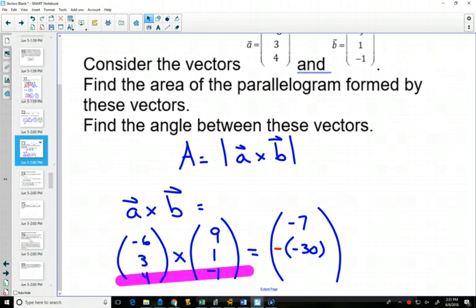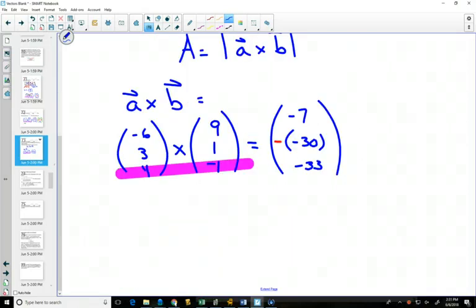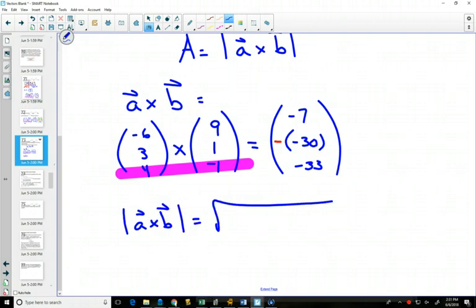And the third one, -6 minus 27 will be -33. Well, that is the cross product. To figure out the area of the parallelogram, we need to find the magnitude of A cross B, which will just be 7 squared is 49, plus 900, plus 33 squared.